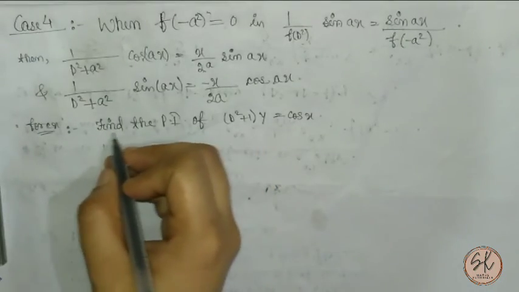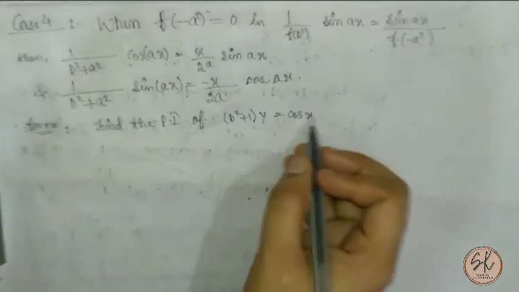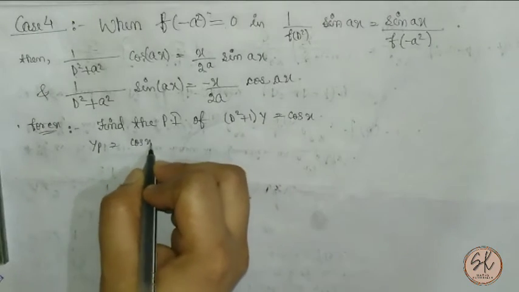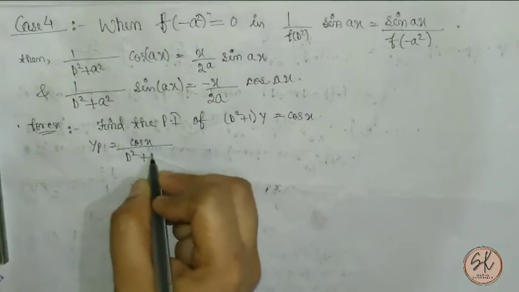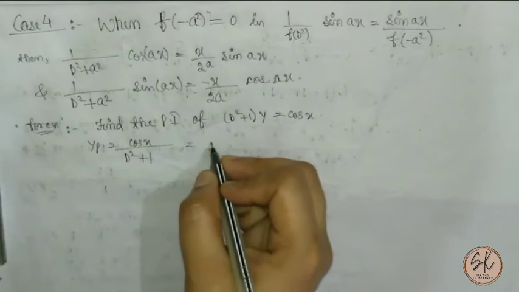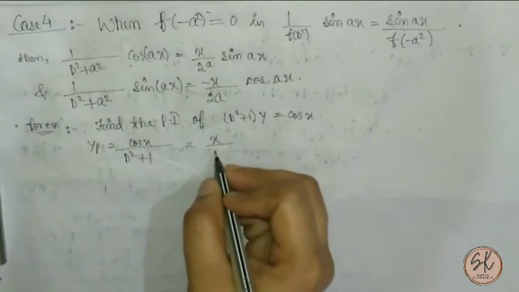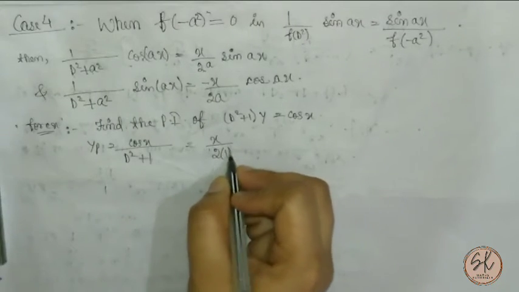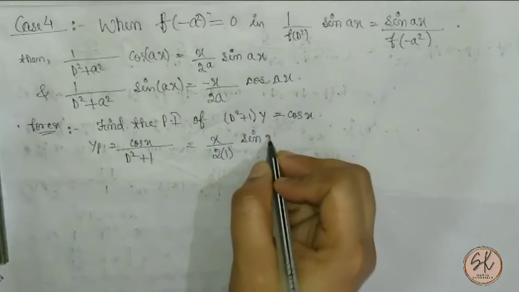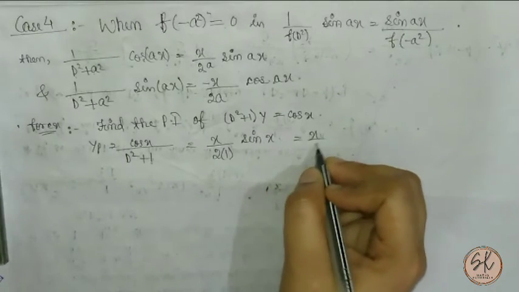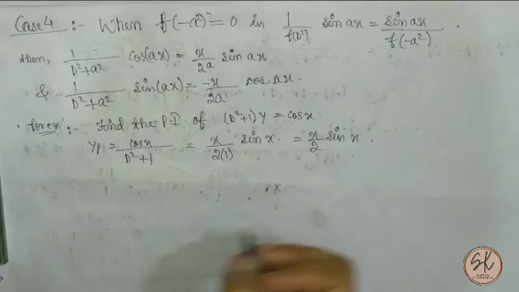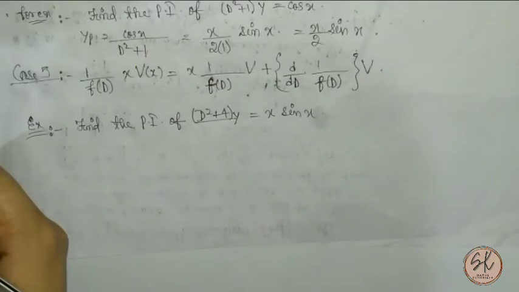So here it is asked to find the particular integral of this. Now yp is equal to cos x by (d square plus 1). Here a is how much? 1. So this is equal to x by 2, a is 1, into sin ax. A is again 1, so this is x by 2 sin x. We can directly use this formula.